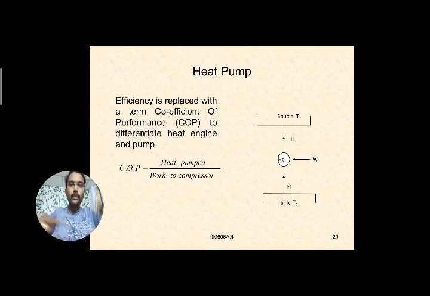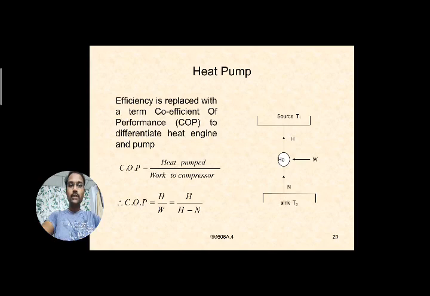Okay, so COP can be written as heat pumped to the source T1 over the work done on the compressor. Here it is doing the compression work, and you have to supply external energy to that. How much work is supplied to the compressor. So you can see the output, the energy sought outside at the source, is H by W, where W is the work supplied to the compressor.